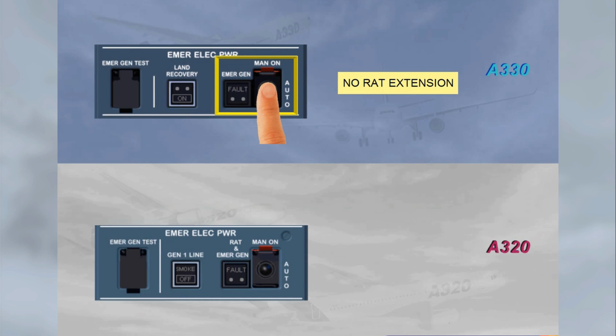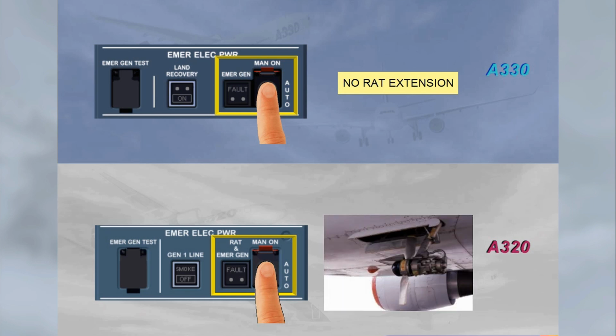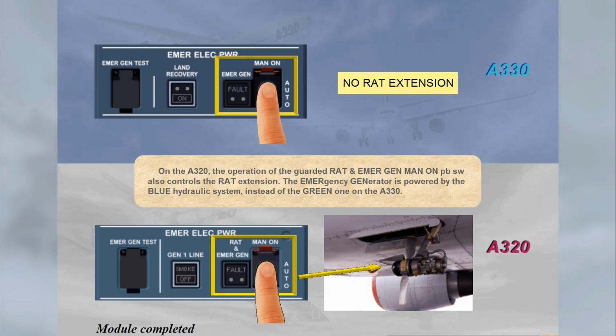On the A320, the operation of the guarded RAT and Emer Gen Man-On push-button switch also controls the RAT extension. The emergency generator is powered by the blue hydraulic system instead of the green one on the A330.